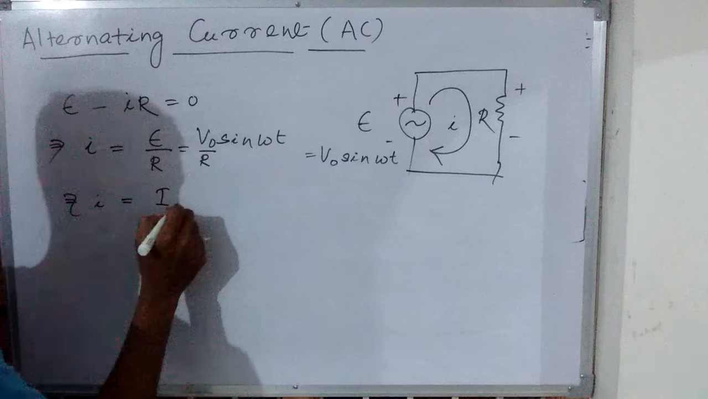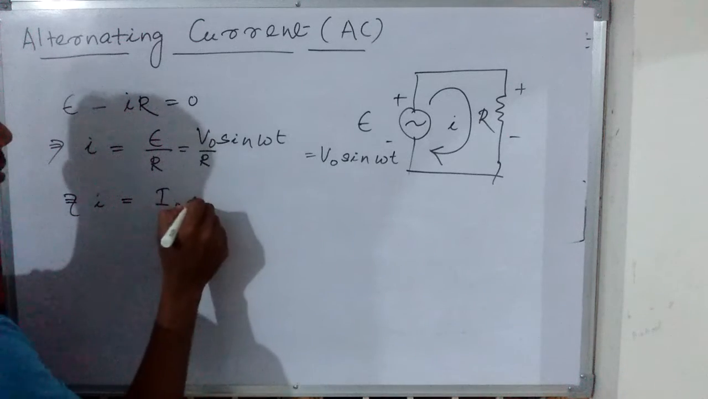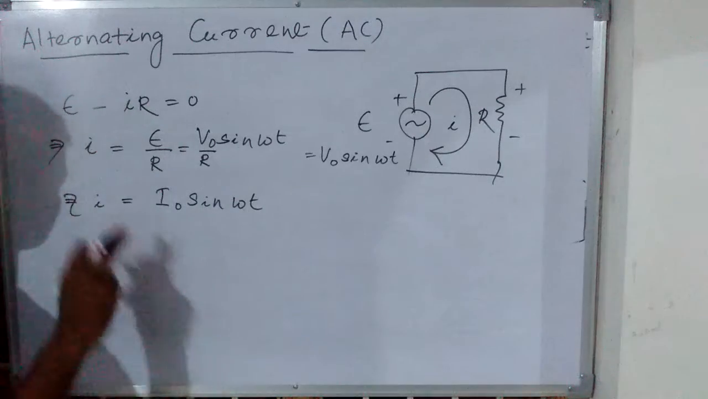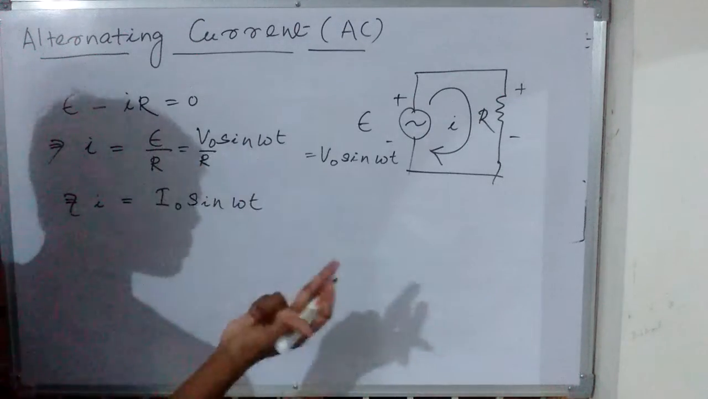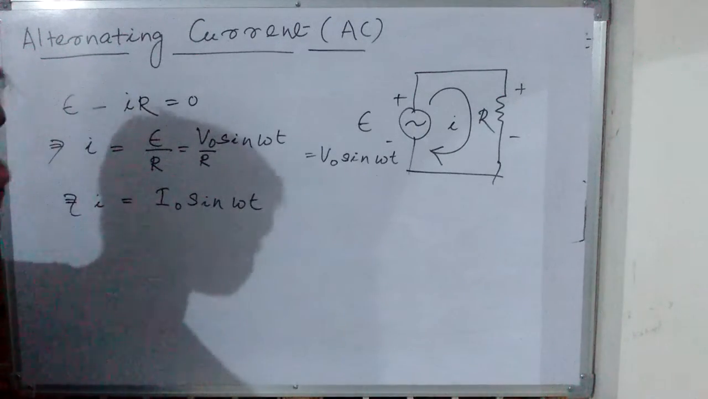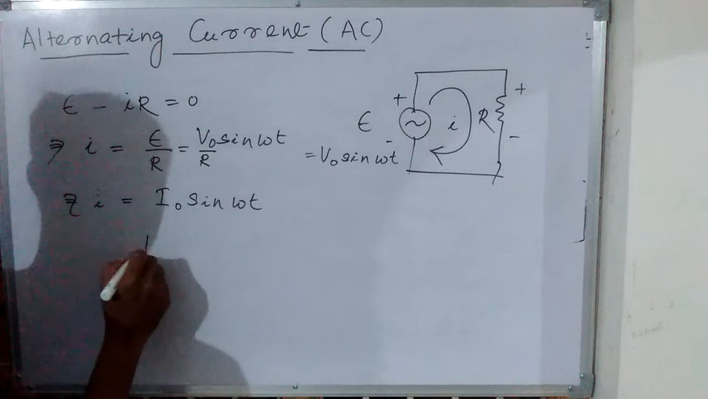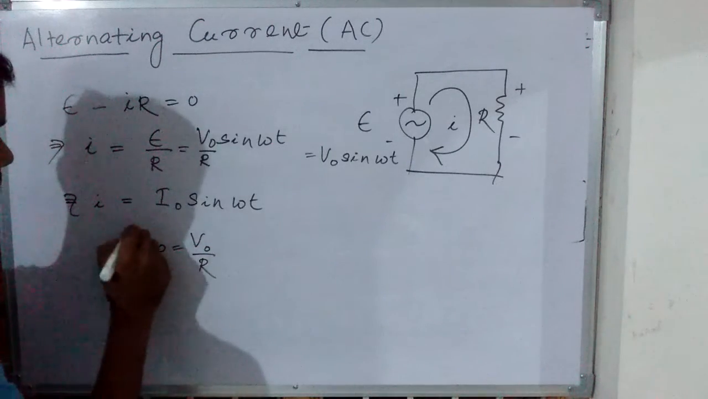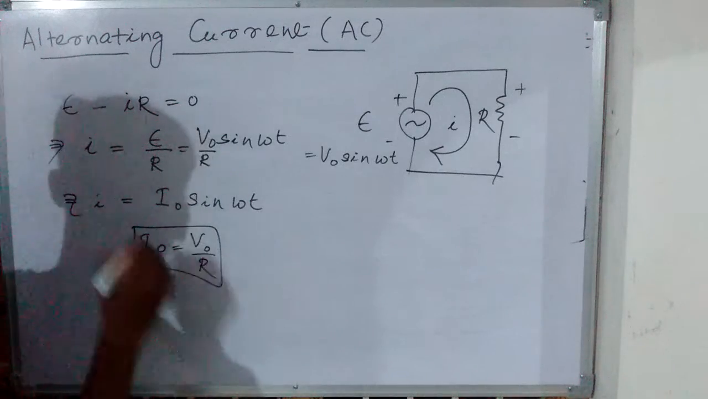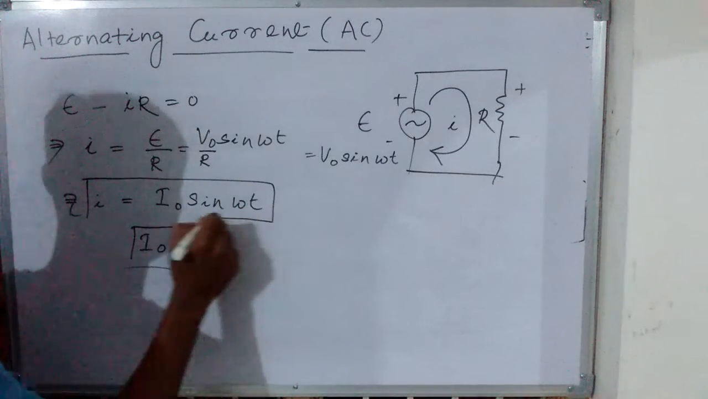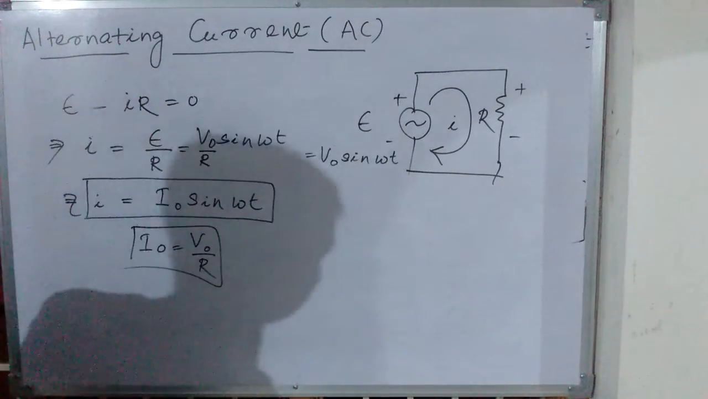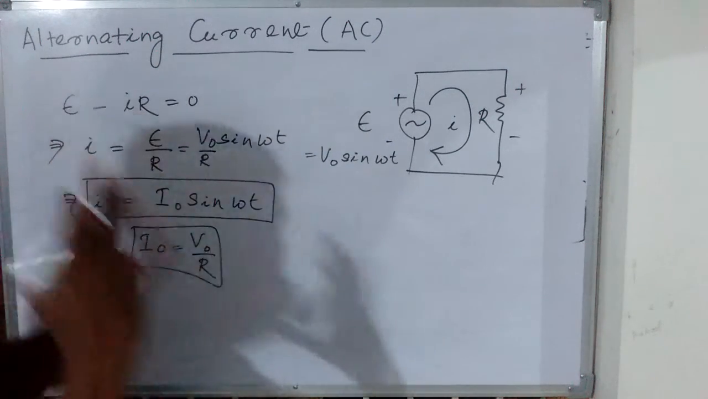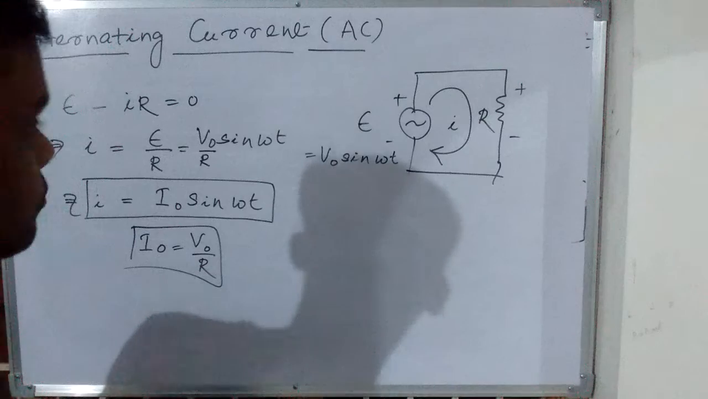I can also write it as I naught sin omega t. Why I naught? For voltage the amplitude is V naught, so for current the amplitude is I naught, where I naught is equal to V naught by R. This is the current amplitude and this is the instantaneous current expression. What are the observations we just found?